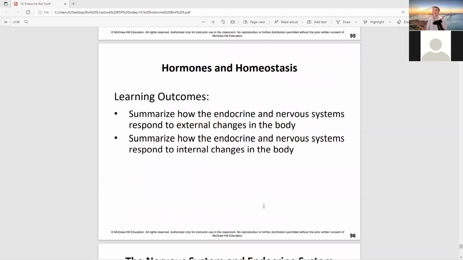Okay, so hormones and homeostasis. Your learning outcomes are to summarize how the endocrine and nervous systems respond to external changes in the body, and summarize how the endocrine and nervous systems respond to internal changes in the body.